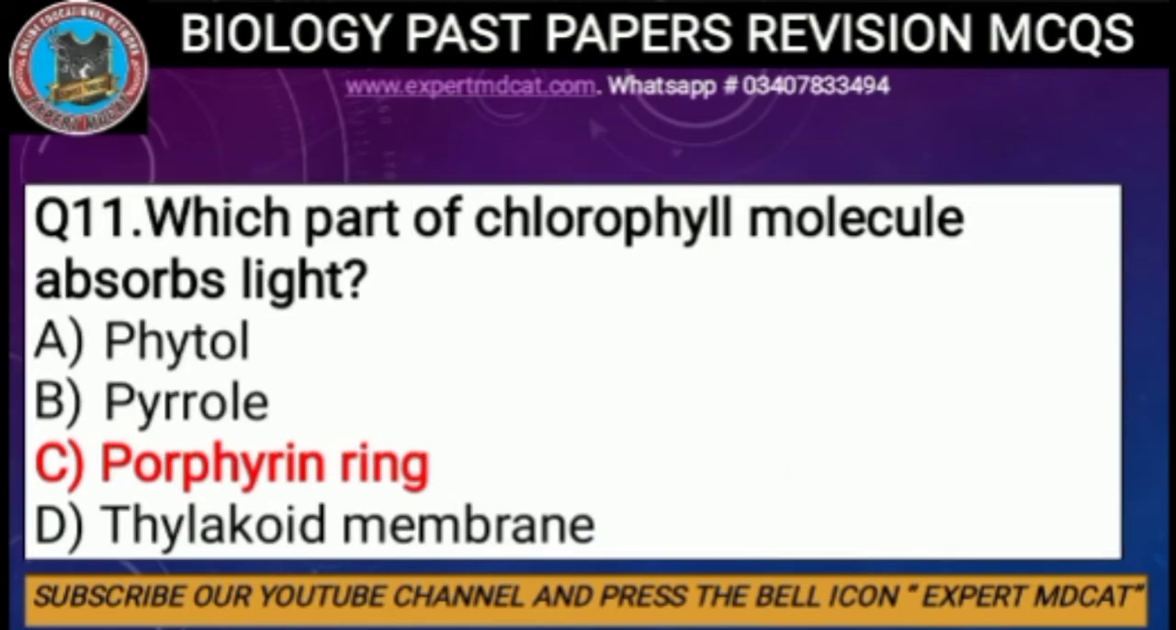Question number 11 is: which part of chlorophyll molecule absorbs light? Options are phytol, pyrrole, porphyrin ring, or thylakoid membrane. Here the correct option is C, that is porphyrin ring, because it is the head of chlorophyll molecule. It is flat, square, hydrophilic, and it is light absorbing. So the correct option is C, porphyrin ring.